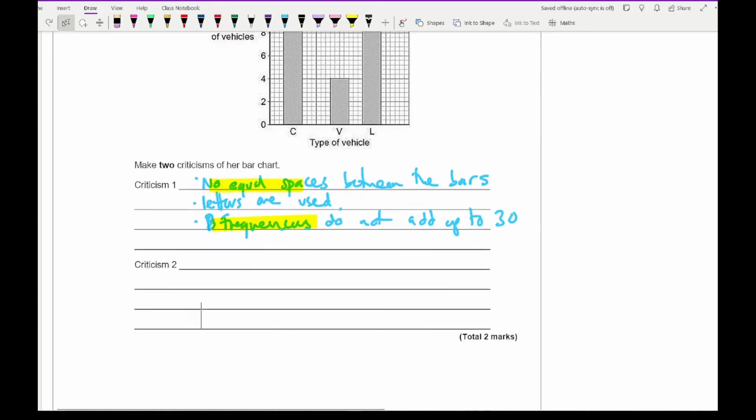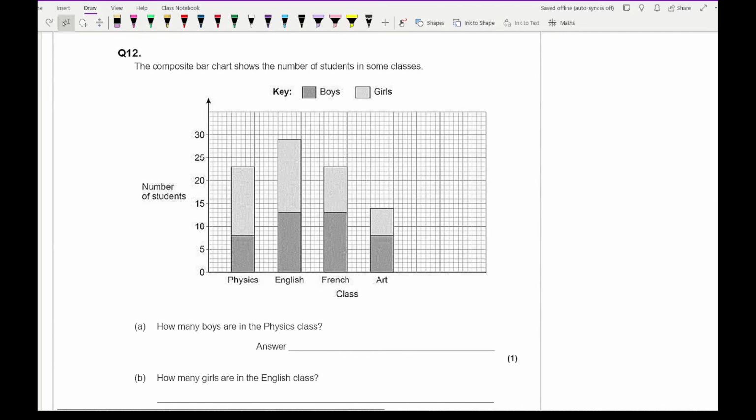Moving on to question 12, it says that a composite bar chart shows the number of students in some classes. And here we've got boys and girls. It says how many boys are there in the physics class. So looking at the dark grey section of the first bar, we just need to count up how many there are starting from 0, and we can see that we've got 8.